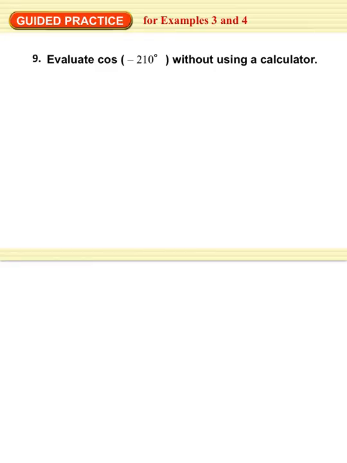And evaluate cosine negative 210 without using a calculator. Without using a calculator, that means that we have a special triangle. So if I'm at 180, 270 is too far. So 180 plus 20 is 200, plus 10 is 30. So we're right here. That's my reference angle.